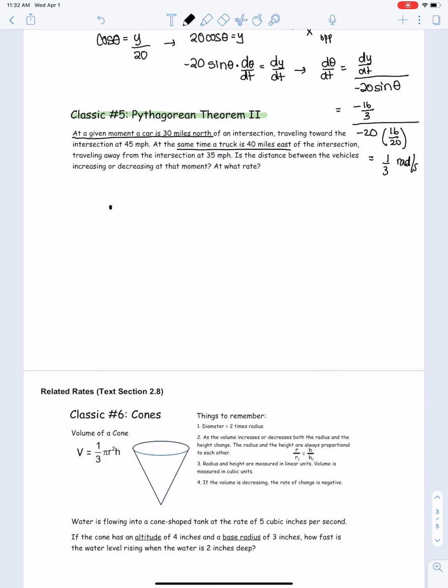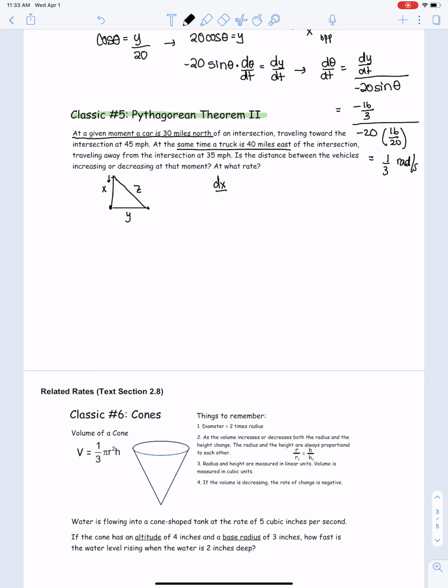So I have an intersection here, and a car is going to be traveling towards this intersection. So I'm going to label this direction as X. And at the same time, another car is east and then traveling away from the intersection. So I'm going to label this side Y. And Z is going to be the distance between the cars. So at the moment, car X is traveling towards the intersection, so this distance is getting smaller.